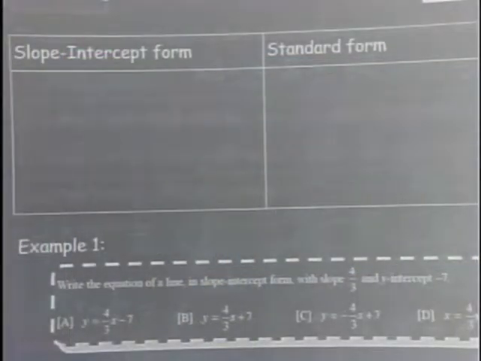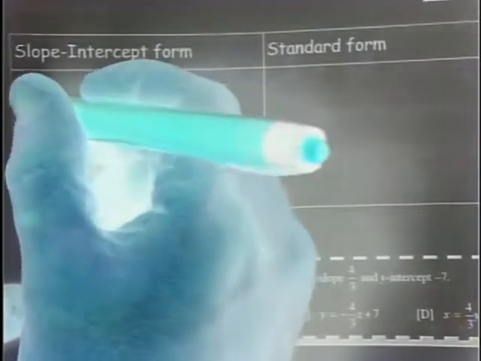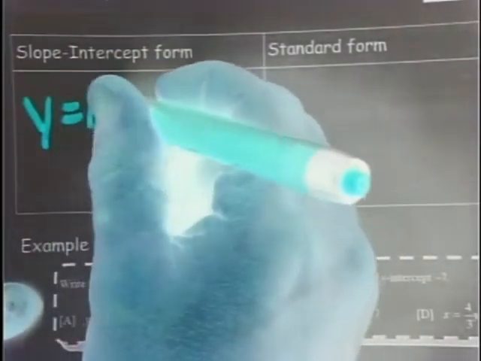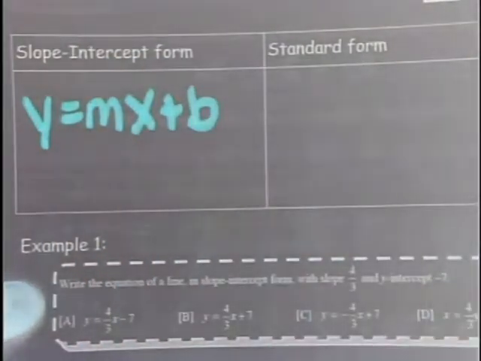Slope-intercept form, what's that look like? Y equals mx plus b. That's a really good form.